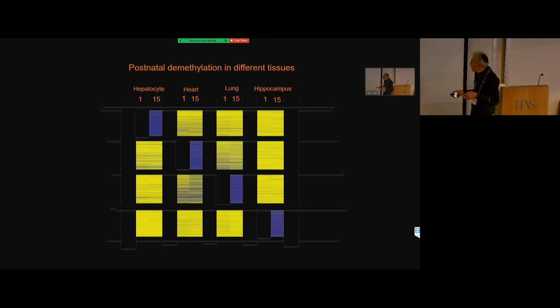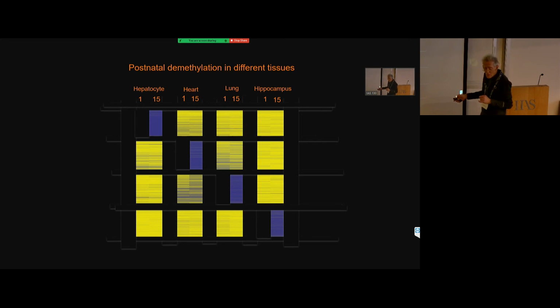So here's an assortment of tissues. Every tissue does that. These are hepatocytes, heart muscle, lung, and tissue from the brain. All of these have tissue-specific sites in the adult. 15 stands for a 15-week-old mouse. So here, for instance, are genes. These particular genes are specifically undermethylated in the hippocampus and methylated in every other tissue. These specifically in the lung, these specifically in the heart, and these specifically in liver cells.